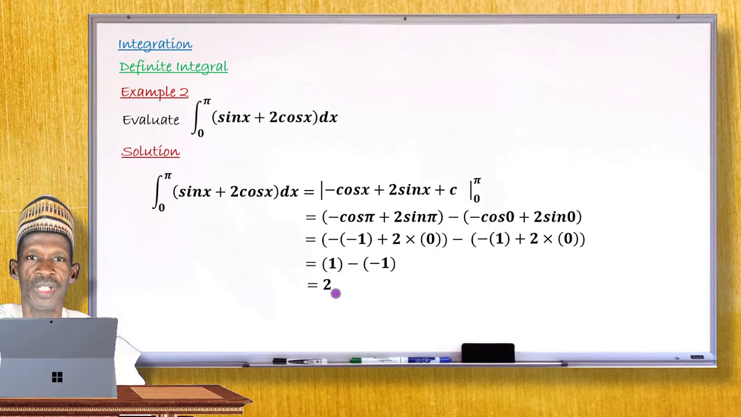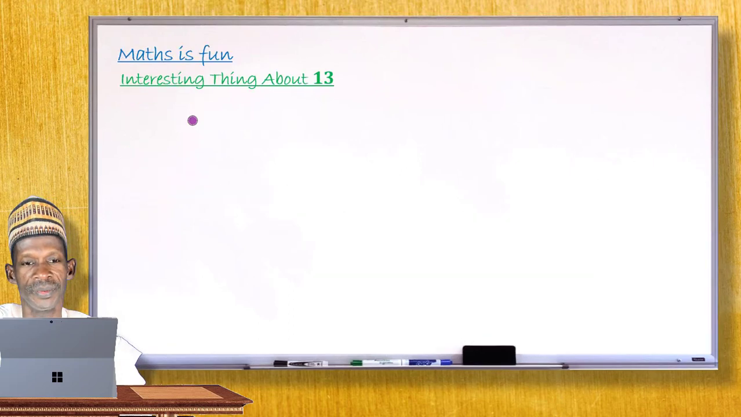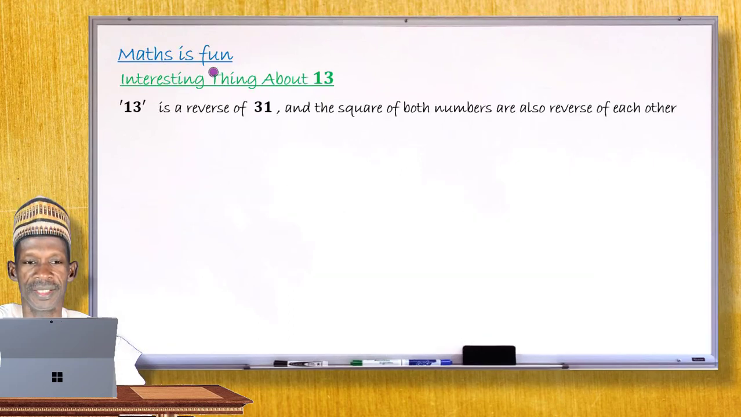And let me just move to the last segment, which is fun, and explain an interesting thing about the number 13. So it says 13 and 31. 13 and 31 are reverse of each other, and you can see it exactly. That is, 1 is the first digit in 13, but in 31 is the last digit, while 3 in 31 is the first digit, while in 13 is the last digit. So they are mirror of each other.